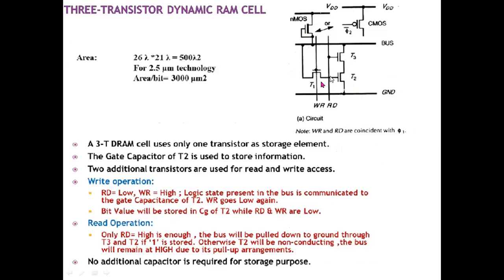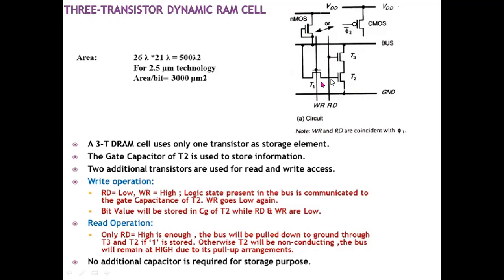Okay, so we have a circuit for this, right? The heading for this is the 3 transistor dynamic RAM cell. Why is it called a 3 transistor RAM cell? Because here we use 3 transistors. A 3 transistor dynamic cell uses only 1 transistor as the storage element. So we can use this T2 transistor as the storage element. Why? Because at the input capacitance of this T2 transistor, the value can be read or written.